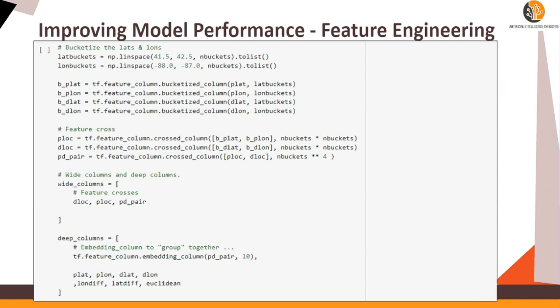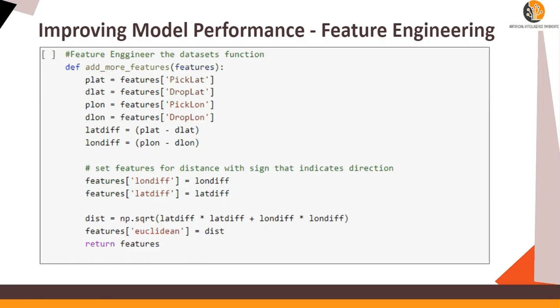here I am defining a function which is add more features, and this takes pickup lat, drop lat, pickup long, drop long, and then I'm finding the latitude difference and longitude difference so that I can create a Euclidean distance. If you remember from our mathematics days in school, we had the square root of lat difference squared plus longitude difference squared. That is my Euclidean distance. This distance is important because I want to find out how far those latitudes and longitudes are.